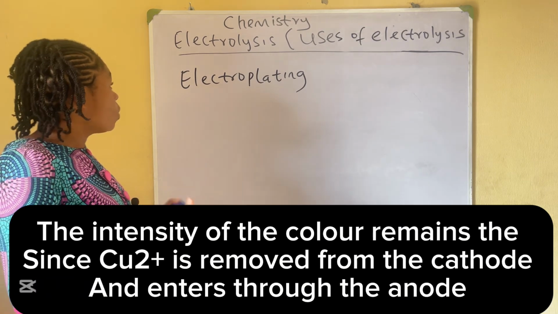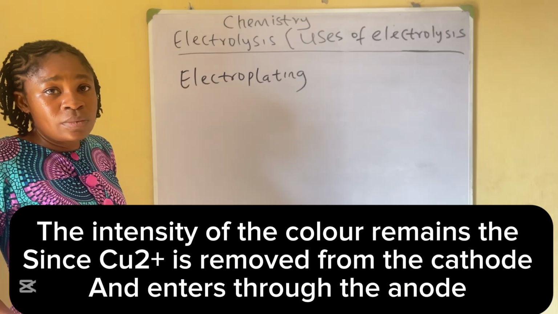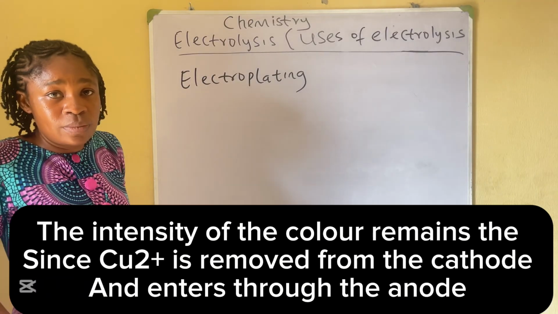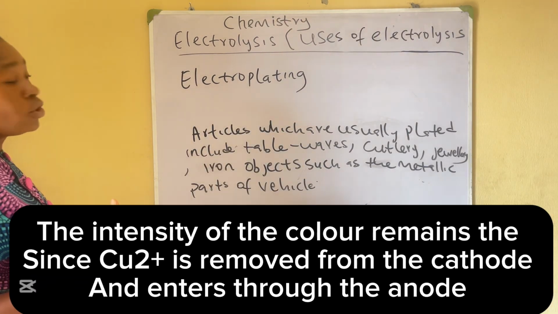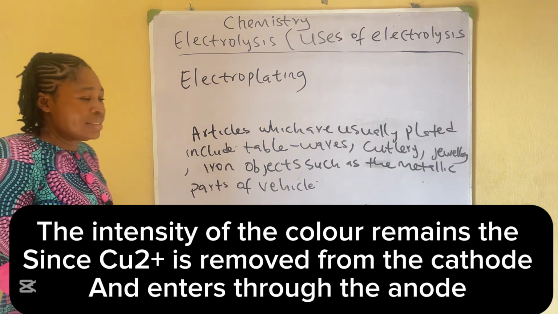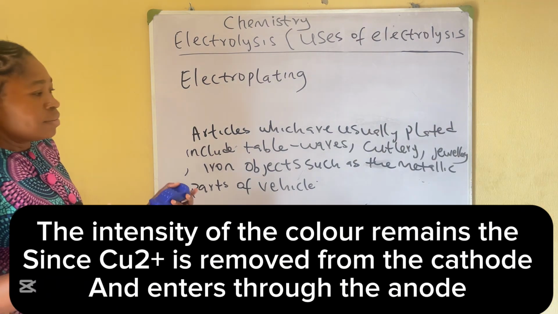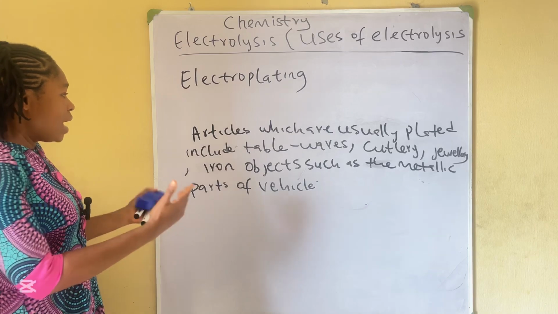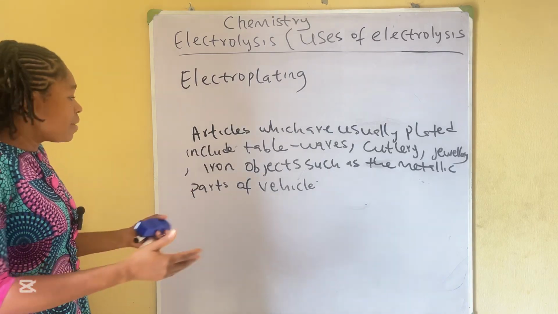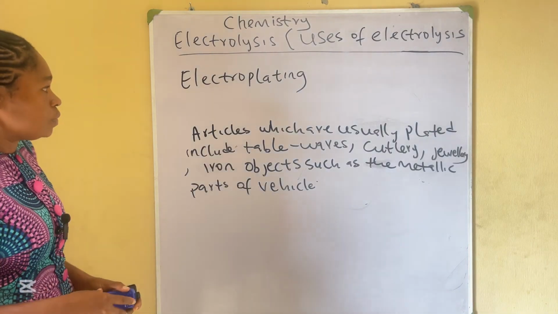So why do we electroplate? It's for protection, to protect the metal against corrosion, and for decoration. Articles which are usually plated include tableware and cutlery, that's spoon, knife, jewelry, and iron objects such as metallic parts of vehicles.